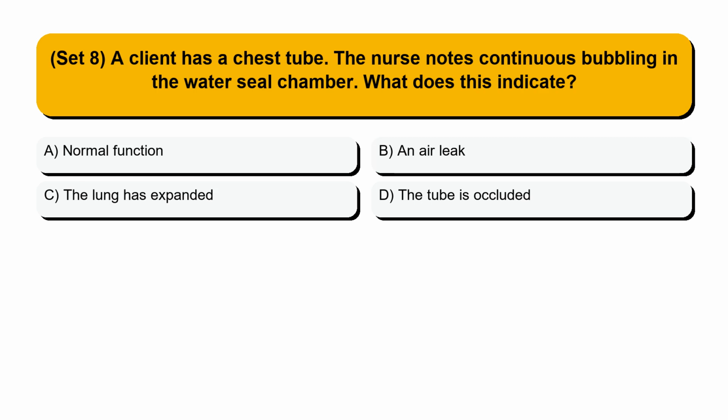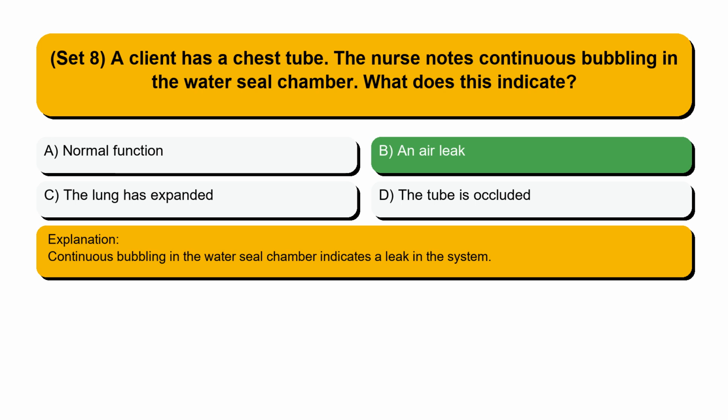Question 8. Set 8. A client has a chest tube. The nurse notes continuous bubbling in the water seal chamber. What does this indicate? Option A, normal function. Option B, an air leak. Option C, the lung has expanded. Option D, the tube is occluded. The correct answer is option B, an air leak. Continuous bubbling in the water seal chamber indicates a leak in the system.